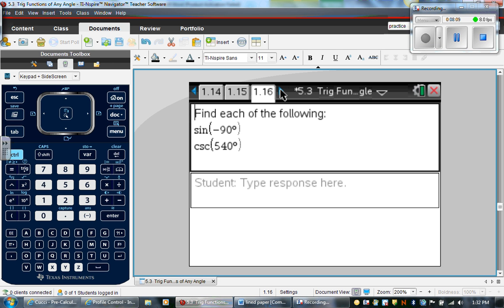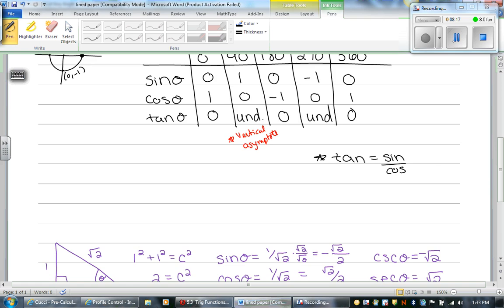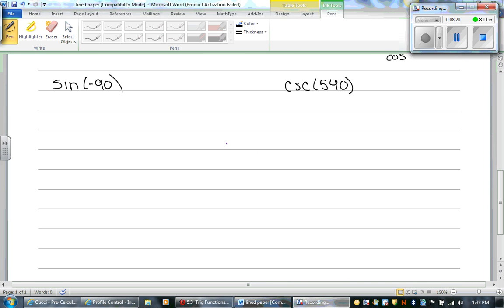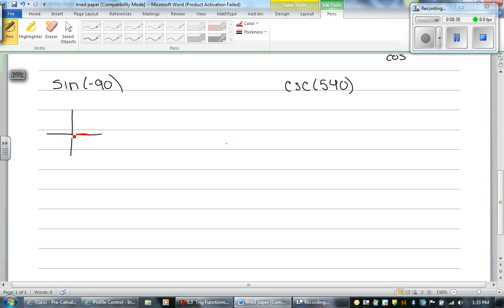Okay, so we're going to find sine of negative 90 and cosecant of 540. Let's start with sine of negative 90. We can draw a rotation diagram for negative 90 so we see where it is. Remember, we like to start in standard position with my initial ray along the x-axis and the vertex at the origin. Negative rotations are going to go clockwise, so negative 90 is going to be right here.